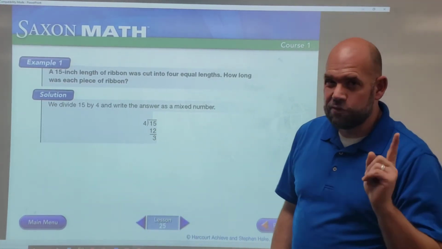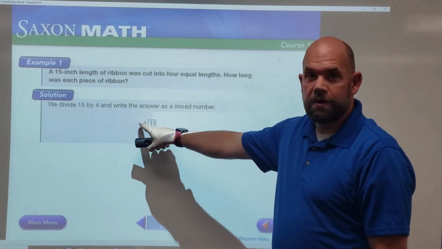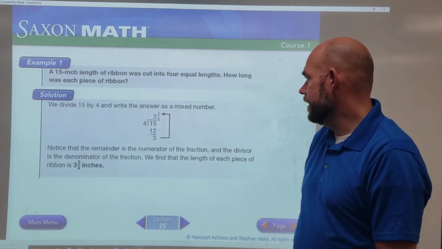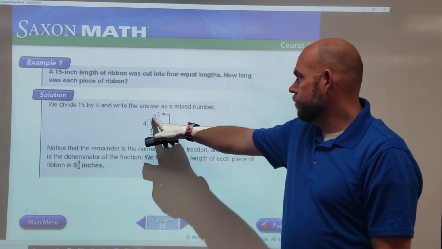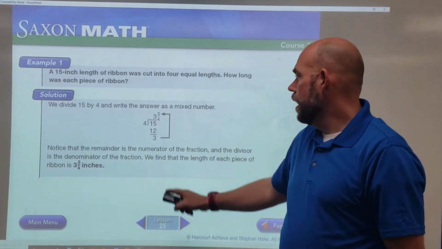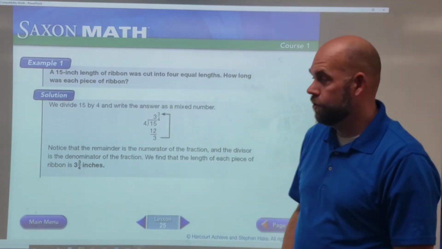Instead of writing it as remainder 3 though, we're going to say it's 3 over 4. Whatever the number we're dividing by is the denominator. So we'll rewrite it as 3 3/4. That's the same as 3 remainder 3. We're just saying 3 out of 4. So our answer is 3 3/4 inches.